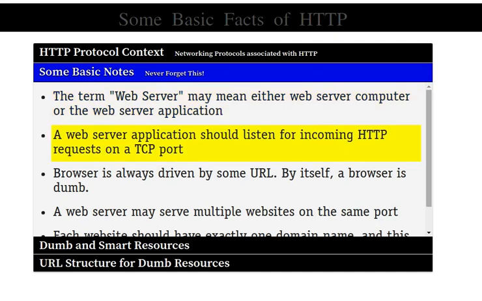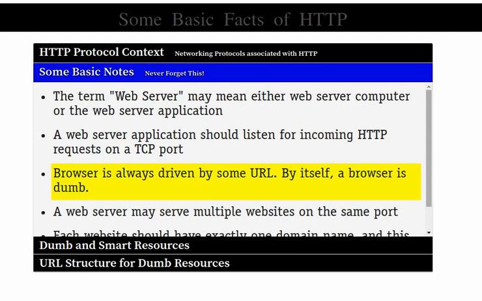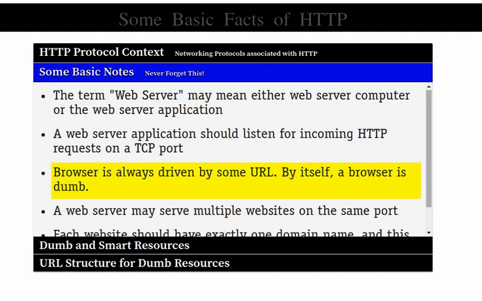Next point is a web server application should listen for incoming requests on a particular port. This port number should be known to the users of the website. This info about the port number is always embedded in the URL. Next point is a browser is always driven by some URL. By itself, a browser does not do anything. It is dumb. It just keeps quiet.